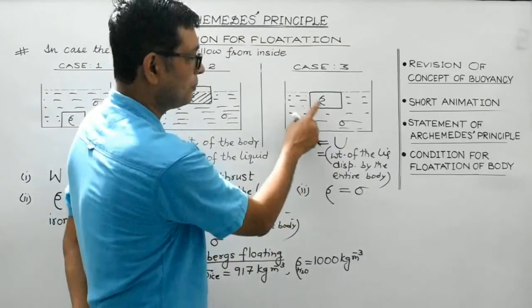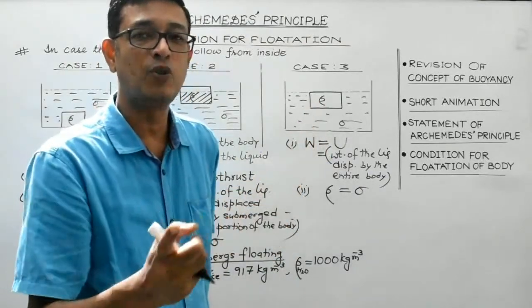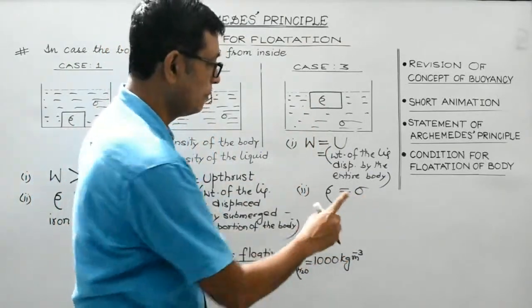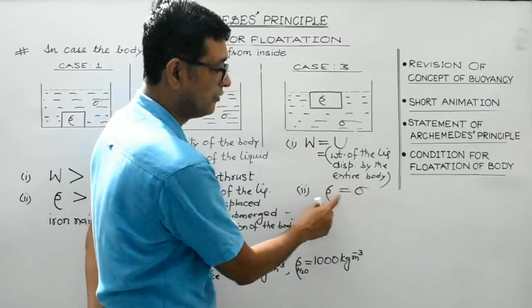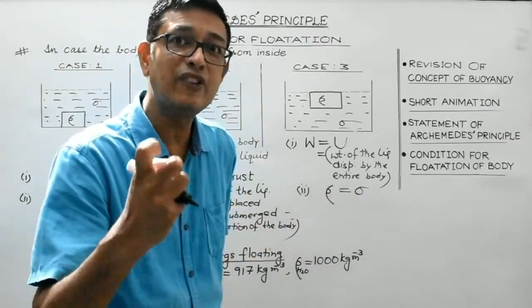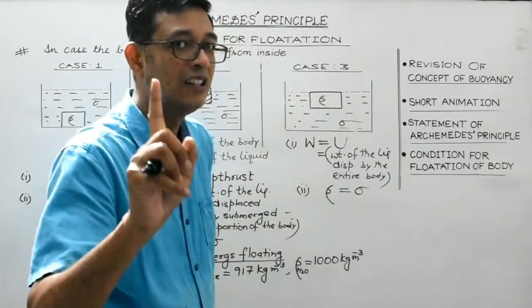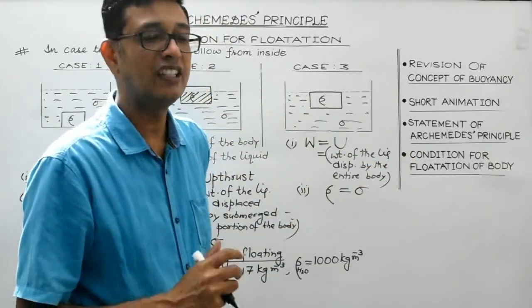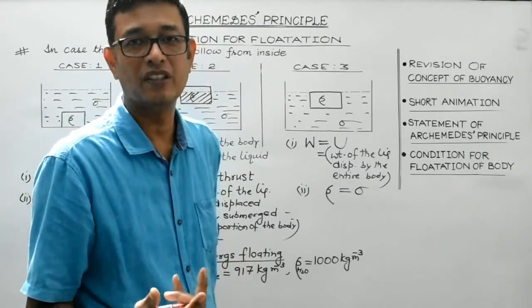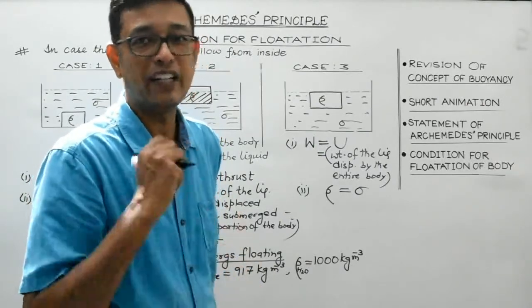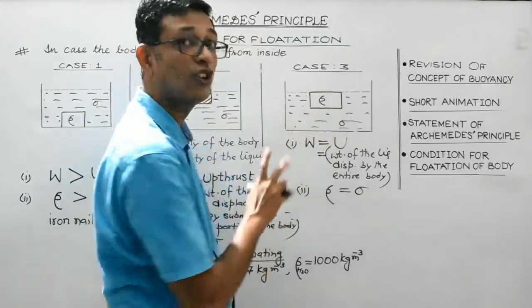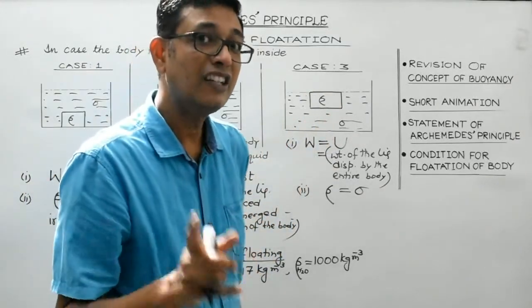Right? This is practically not possible for two different bodies. Why is it not possible? Because two different bodies are always having different densities. Two different bodies can't have the same density, because density is a characteristic property of a body. It depends upon the nature of the material of the body, right? So this is practically not feasible. But still, there is an example.